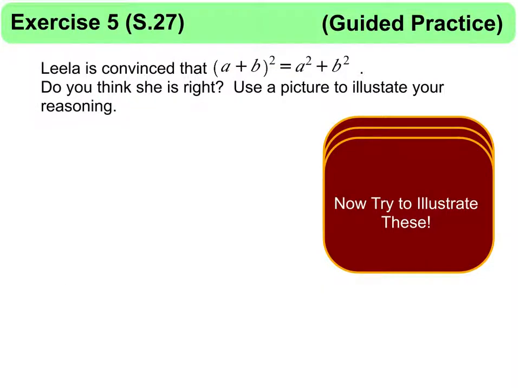And so in exercise 5, a student named Leela is convinced that if she has (a plus b) squared, then that's going to equal a squared plus b squared. And so the teacher may start the conversation off by asking the students, what do you think? Do you believe she's right? Do you believe she's wrong? And then ultimately we want them to illustrate a picture to demonstrate their reasoning. Now, as it turns out, before we get started, Leela is going to be wrong. So this is not correct.